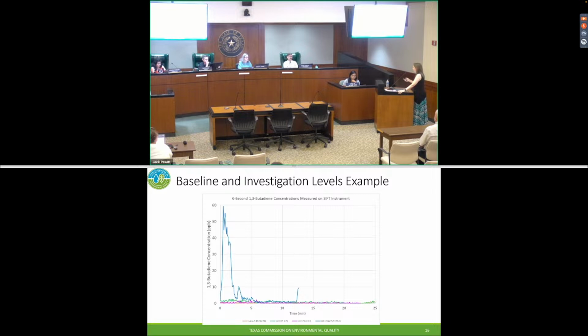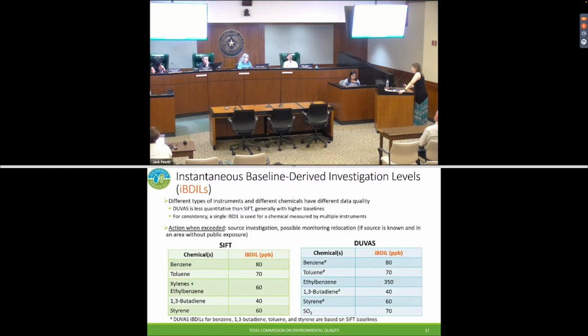This is an example of a graph showing 1,3-butadiene concentrations that were measured in a couple of different surveys. Across the bottom you have time, and on the y-axis is the instantaneous concentration. Those wiggly lines at the bottom, that's what we would call the chemical baseline. It's just the noise from the instrument and a little bit of low-level chemical. We take that, multiply it by 10. In this example for 1,3-butadiene, our IBEDL is 40 parts per billion. These instantaneous baseline derived investigation levels are chemical and instrument specific. This is just an example of some of the IBEDLs for different chemicals that we're measuring in the SIFT and the DUVAS. Again, when these are exceeded, that triggers source investigation.